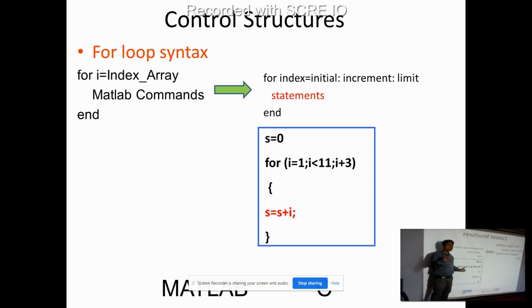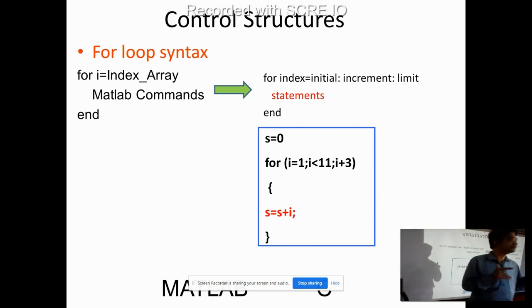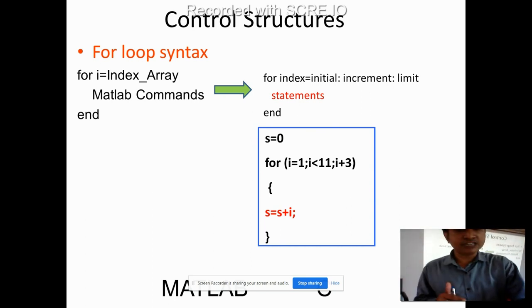So the syntax of the for loop in C language is: for, open a brace, write initialization, put a semicolon, write the testing condition, put a semicolon, write the increment which you want, and close the brace. Then start with the opening curly brace and then the closing curly brace, and write the executable statements which you want for this loop. This is the syntax of the C for loop. So let's check with MATLAB.